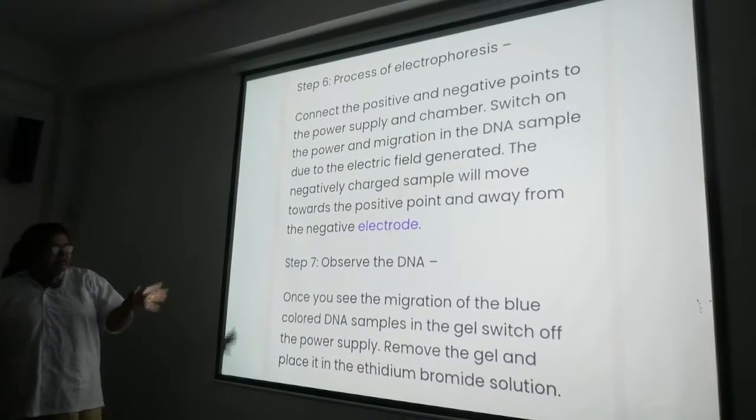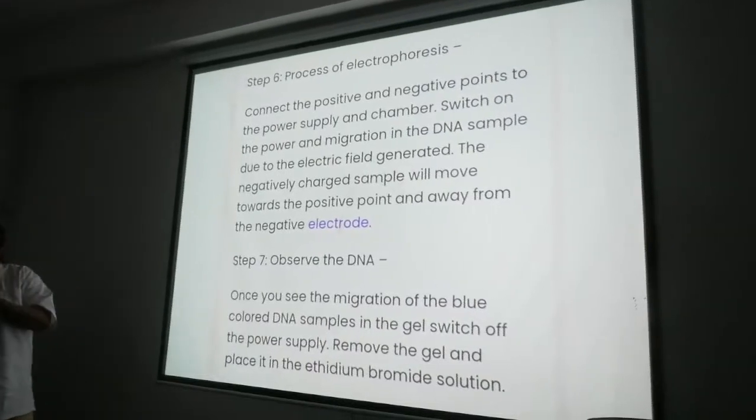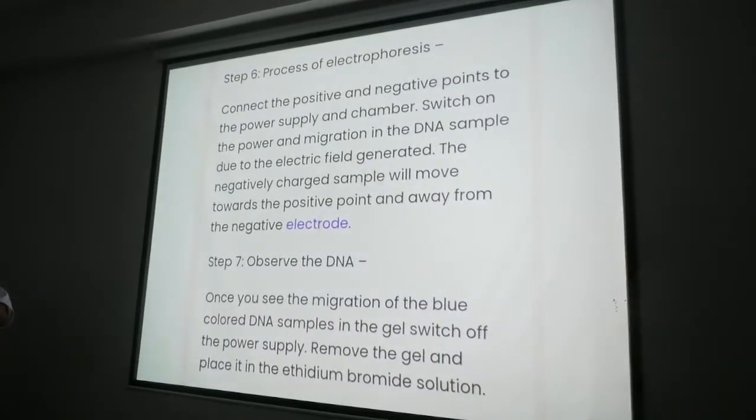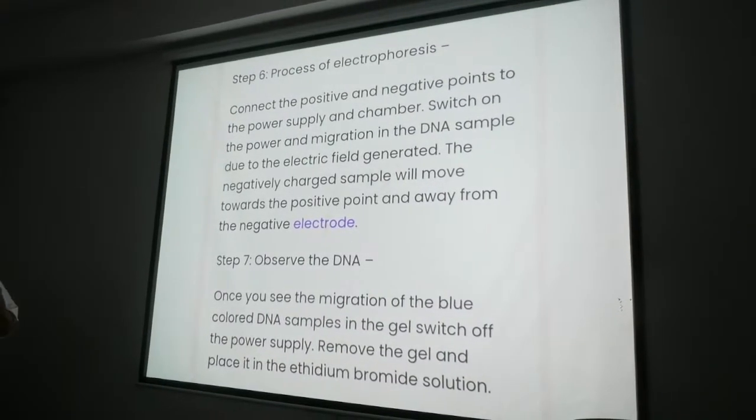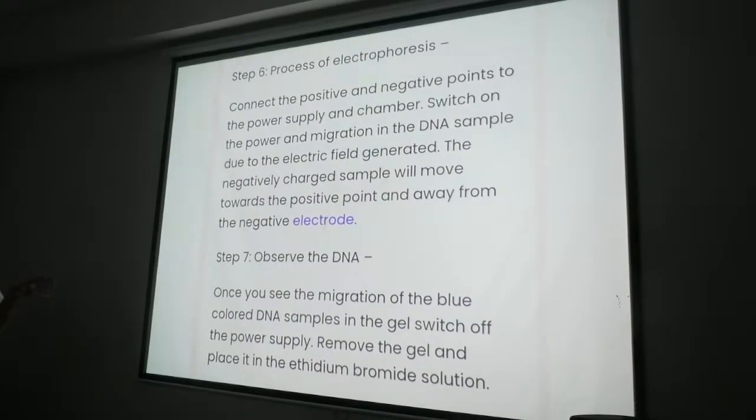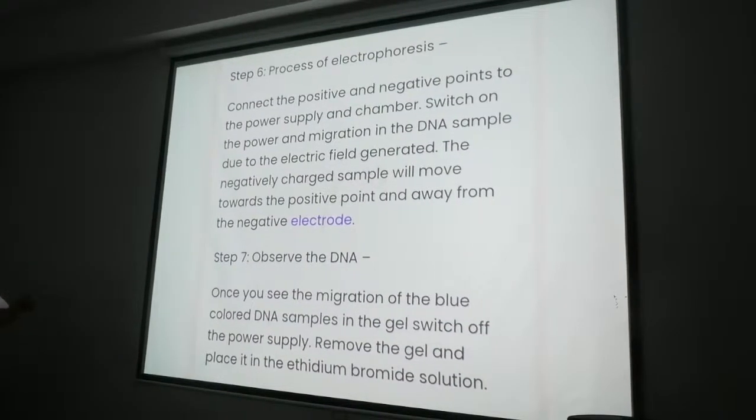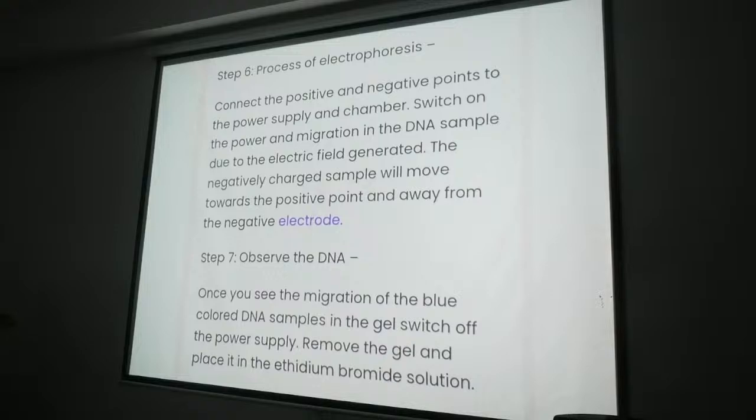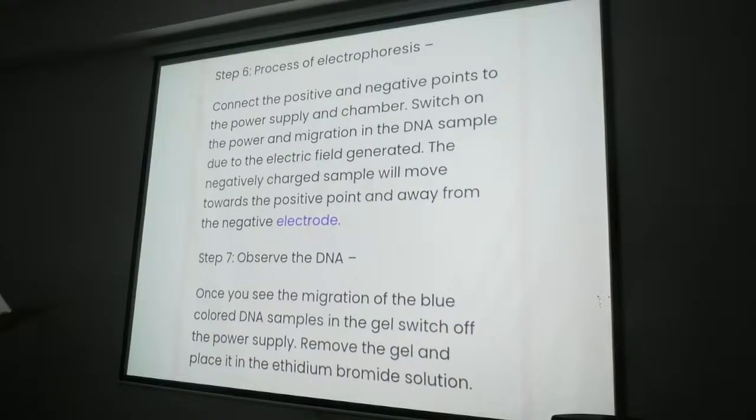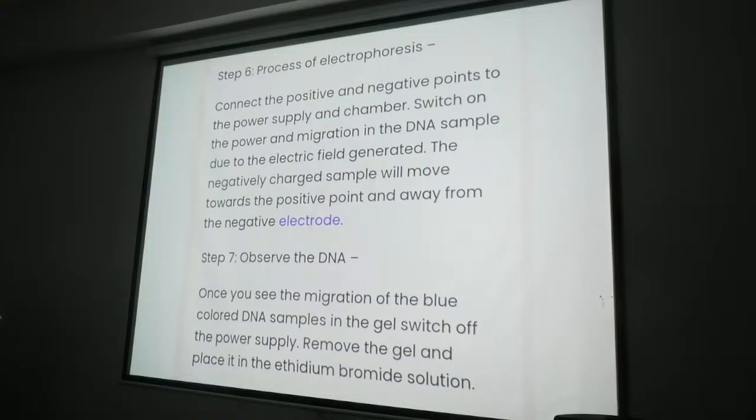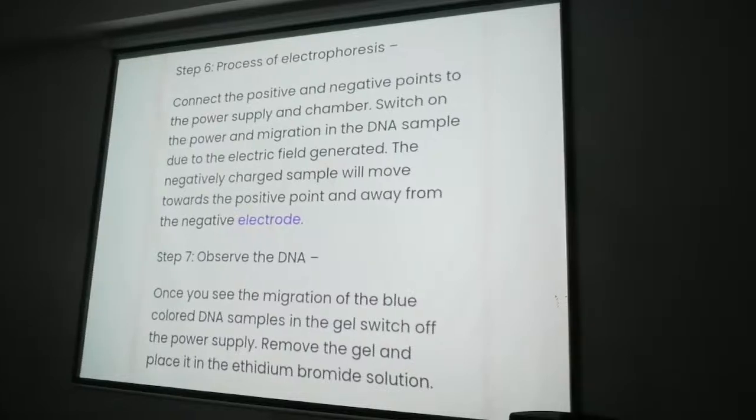As we put the blue dye in the DNA sample, we see the blue color migrate. Once you see the migration of the blue colored DNA sample in the gel, switch off the power supply, remove the gel and place it in the ethidium bromide solution.